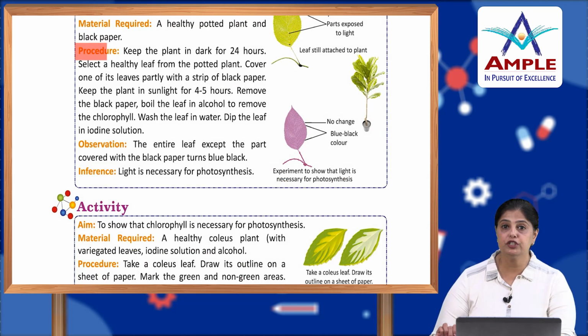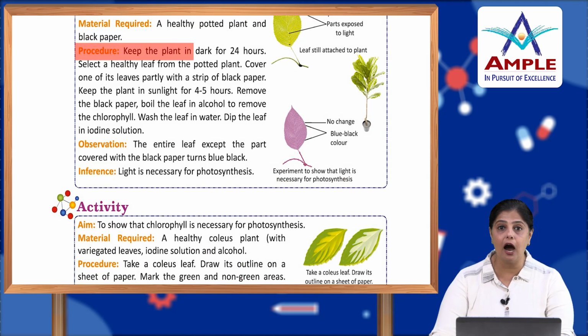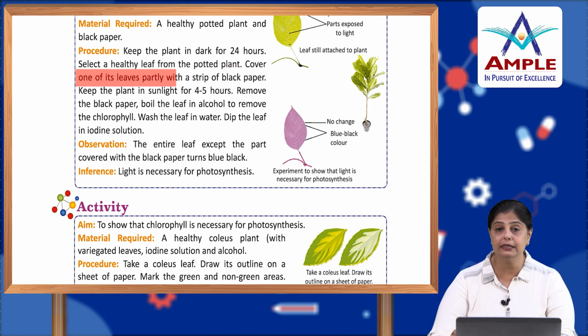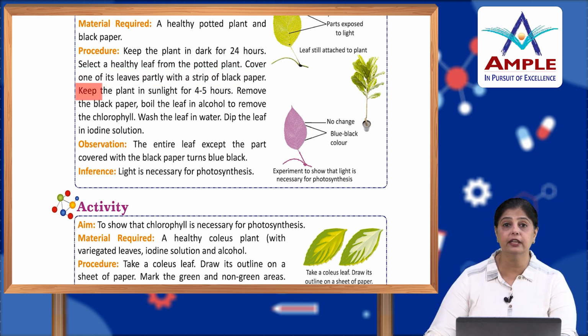The procedure: keep the plant in dark for 24 hours. Select a healthy leaf from the potted plant. Now, you've kept the plant in dark for 24 hours, you've picked up a leaf from the potted plant, and you cover one of its leaves partly with a strip of black paper. So, now you cover it partly with a strip of black paper and then keep the plant in sunlight for 4 to 5 hours.